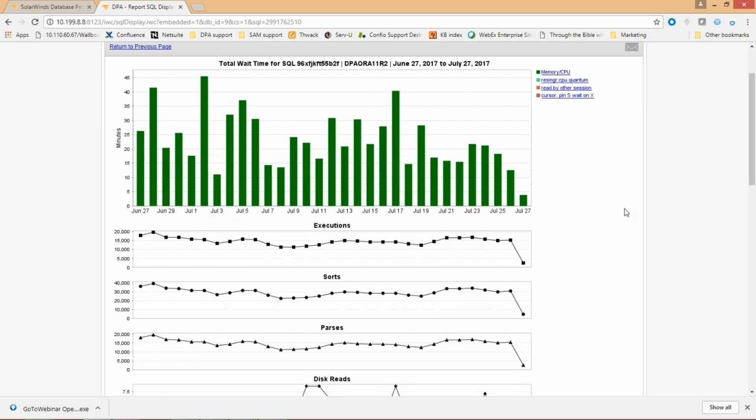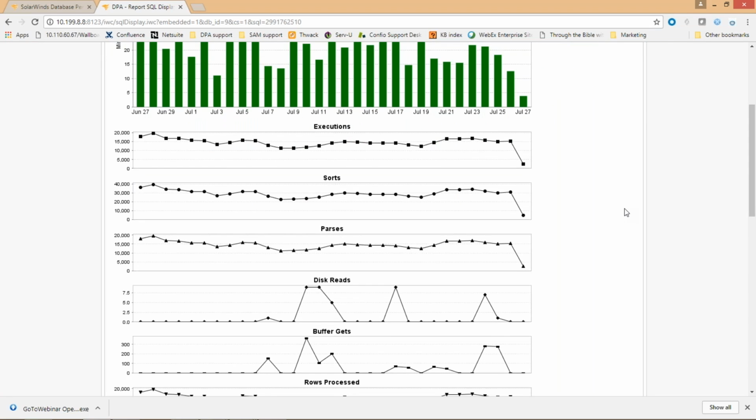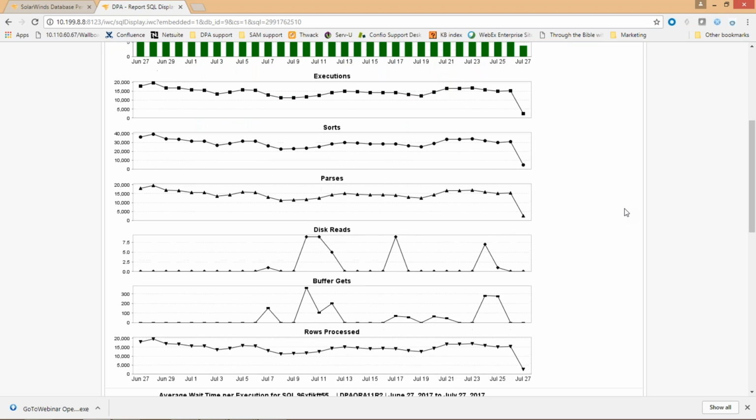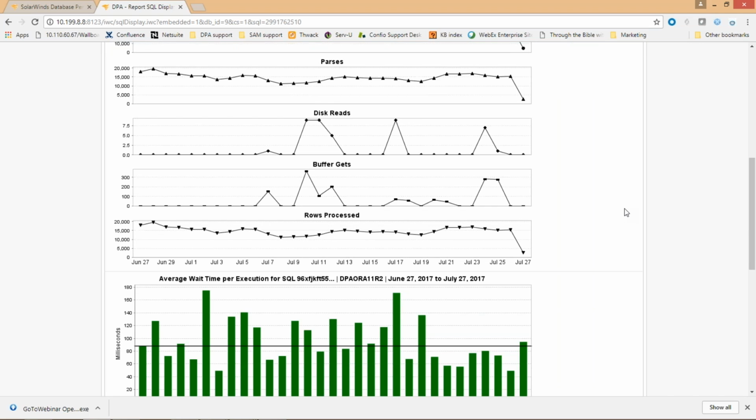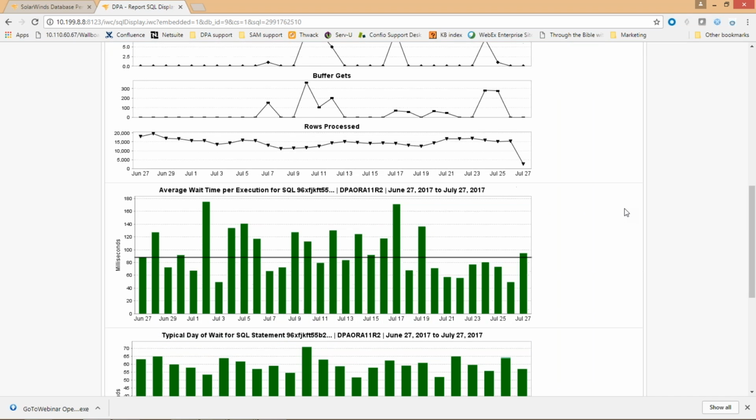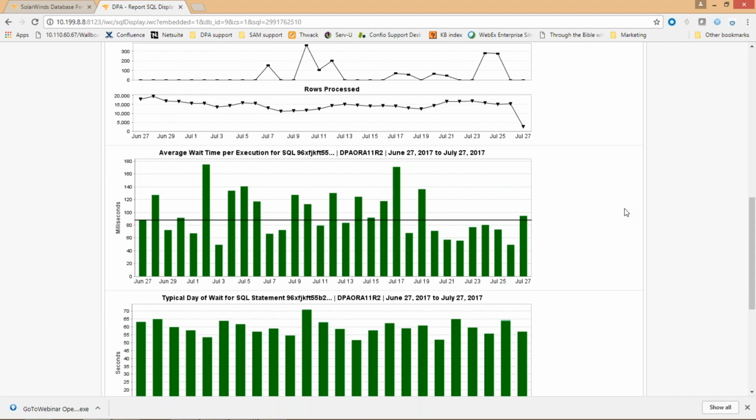Is it the execution? So is it just pure volume? Is it the number of disk reads that I'm doing? Is it the number of buffer gets or logical reads that I'm doing? How does my rows processed relate to the executions? Also, what's my average wait time per execution? And here we can see that this one actually fluctuates quite a bit. Now, the good thing about this is that it's actually spending all of its time processing, right? So that's good. This is all CPU and memory.